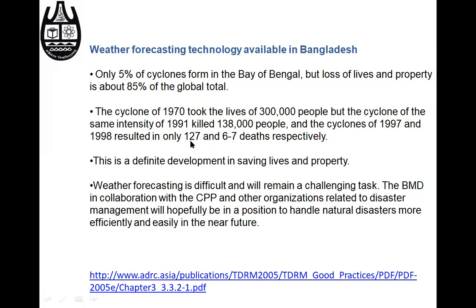Why has it been reduced? I can answer in many different ways, and I'll discuss how we improved. But the main answer is that Bangladesh improved a lot in many ways in its early warning system, so that the loss has been minimized. And as it is improved, that means definitely we are saving our lives and also our property.